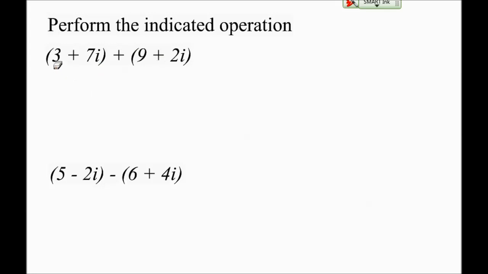Here's the first case. I have 3 plus 7i plus 9 plus 2i, so I have this complex number plus this complex number. What I'm going to do is simply add the real parts and the imaginary parts. So I'm going to have a real part: 3 plus 9 gives me 12. 7i plus 2i gives me 9i. It's just like adding variables. If this were 7x and 2x, I'd have 9x. It's the same idea, but I have an i instead. So adding is pretty simple: you add the real parts, add the complex parts.